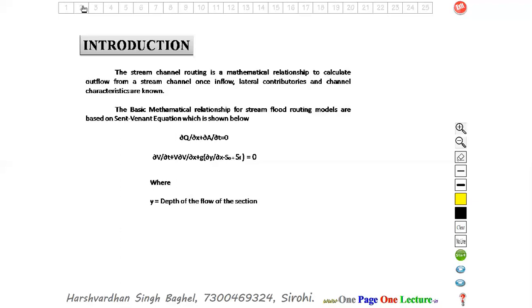The basic mathematical relationship for the extreme flood routing is based on the Saint-Venant equation, as shown in the slide. The first equation is the change of outflow with respect to the location, and the change of the inflow with respect to the time is equal to 0. The second equation is based on a continuity equation as well as the mass balance equation, as we had discussed in the storage flood routing. Okay, so all the parameters are the same.